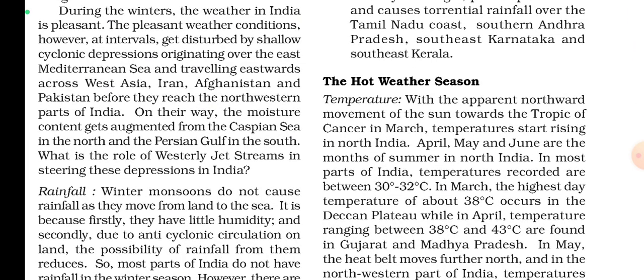The pleasant weather conditions, however, get disturbed at intervals by shallow cyclonic depressions originating over the East Mediterranean Sea and traveling eastward across West Asia, Iran, Afghanistan and Pakistan before they reach the northwestern parts of India. On their way, the moisture content gets augmented from the Caspian Sea in the north and the Persian Gulf in the south.